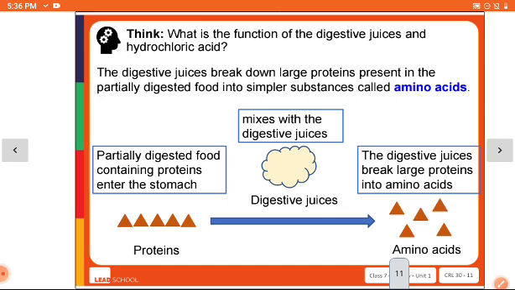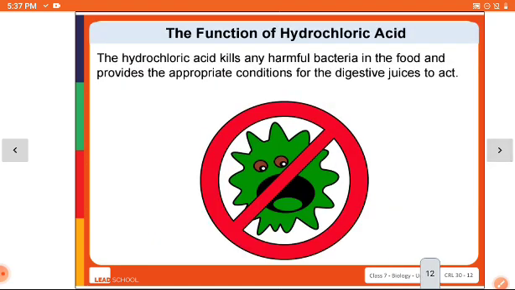So, mixing with digestive juice: the partially digested food enters the stomach and mixes with digestive juice. This juice breaks the protein down into simpler protein, known as amino acids. So what is the function of hydrochloric acid? Hydrochloric acid kills any harmful bacteria in food and provides the appropriate condition for digestion.